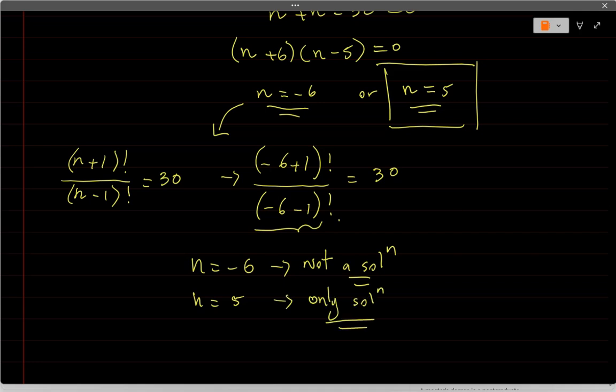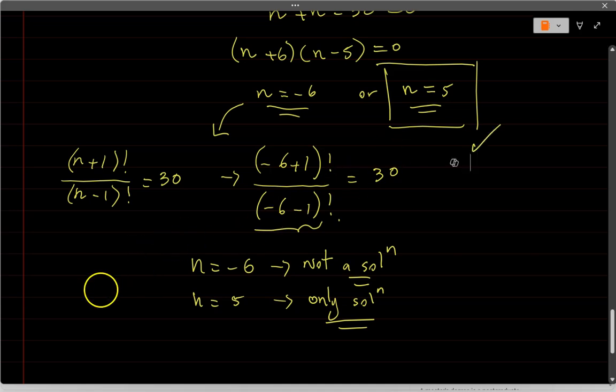And you can double check that. On top, you get 6 factorial over 4 factorial, and when you divide the two, you get 30. All right, so in this case, we have only one solution, and the one solution is n equals 5.